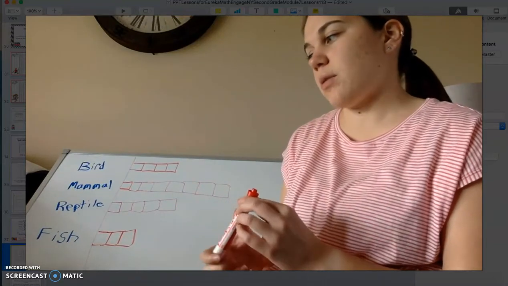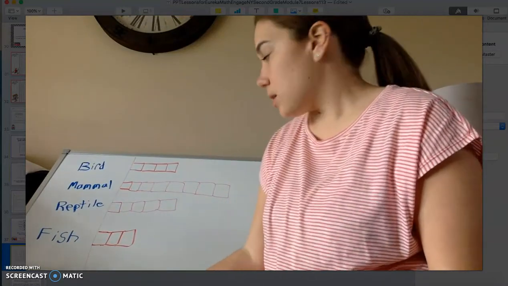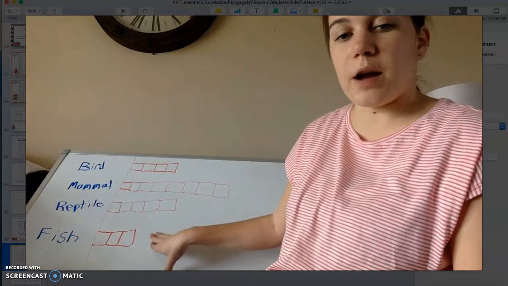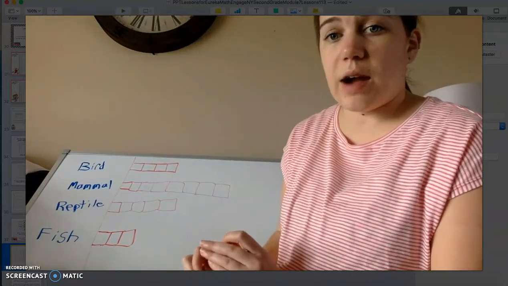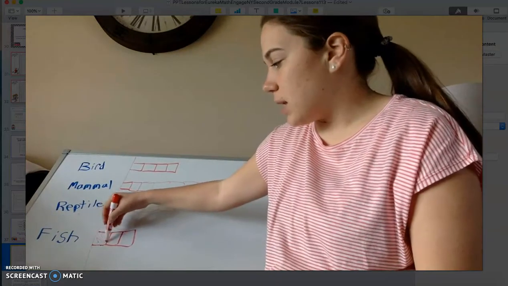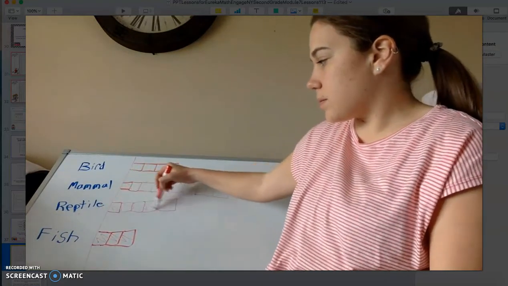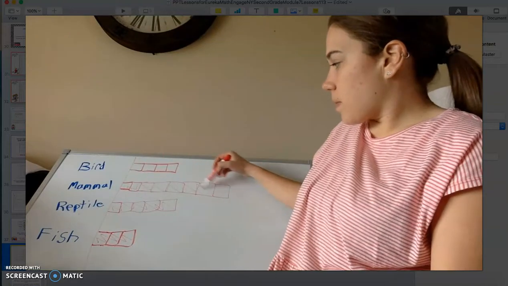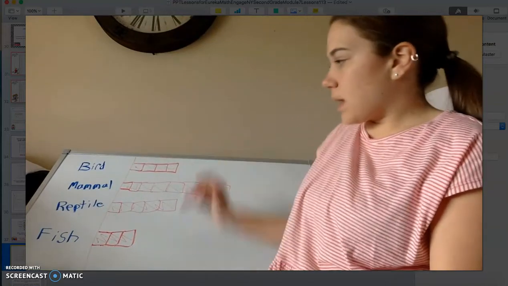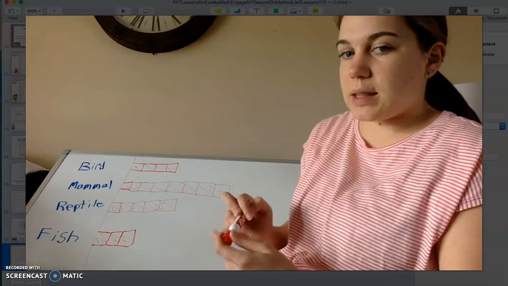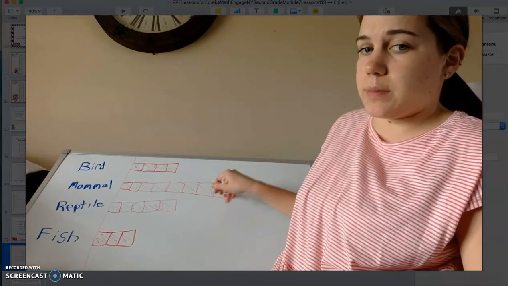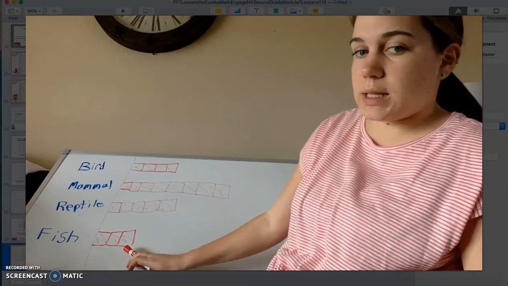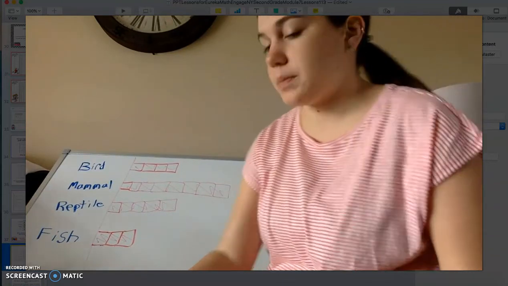So we've learned another way that we can show our information. This is called a bar graph. You also might see it without the boxes if you're using graph paper. It would be shaded in like this. And when you look at this, you can tell that the mammal has the most because the bar is the biggest in this one. And the fish has the least because the bar is the smallest.